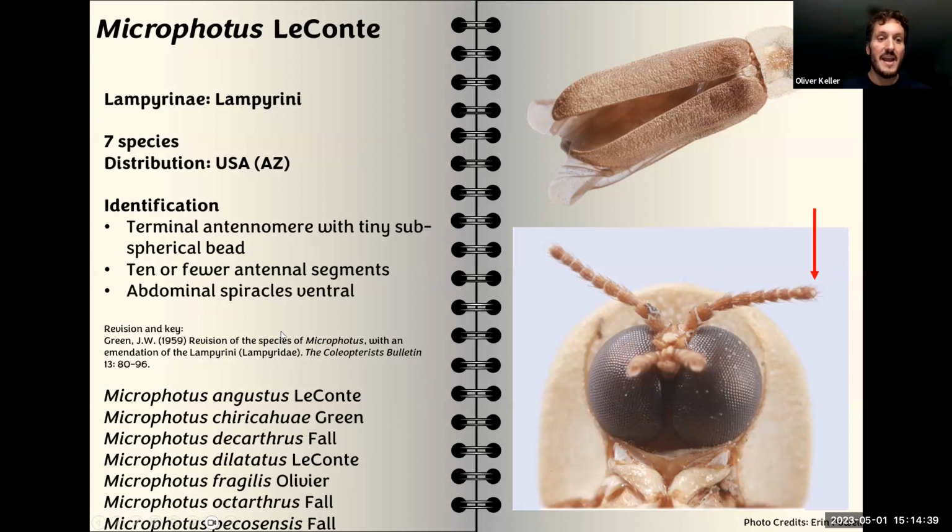And then the abdominal spiracles, which are the breathing organs, are ventral in these guys. Some other genera have them dorsally, but in these guys, they're ventral. But they're also very distinctive looking, I think. A lot of the species in general look exactly like the picture on the top there.